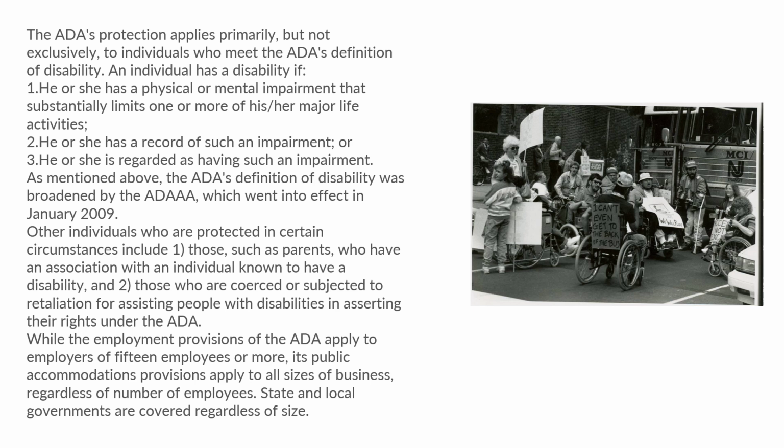Other individuals who are protected in certain circumstances include 1, those such as parents who have an association with individuals known to have a disability; and 2, those who are coerced or subjected to retaliation for assisting people with disabilities in asserting their rights under the ADA. While the employment provisions of the ADA apply to employers of 15 employees or more, its public accommodations provisions apply to all sizes of businesses, regardless of number of employees. State and local governments are covered regardless of size.